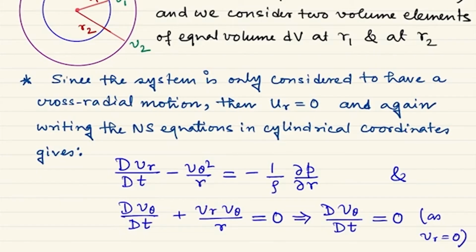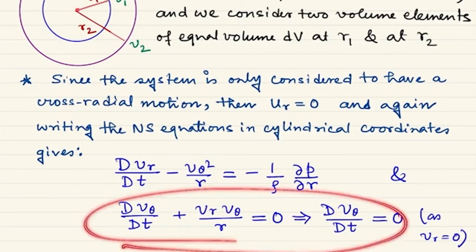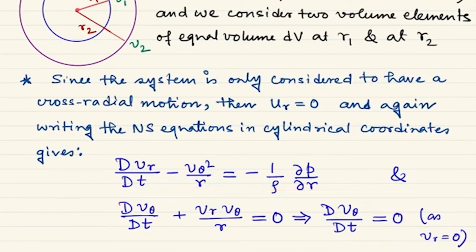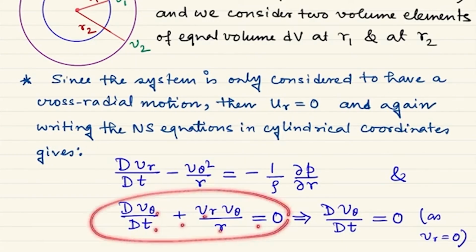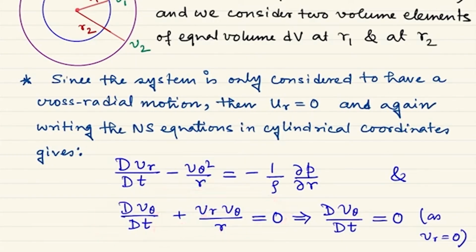Coming from this component, we simply say that this is the theta component or the cross radial component. We have dv theta/dt plus vr v theta by r is equal to 0. All the other terms are 0, either because they depend on theta or they have other negligible contributions.